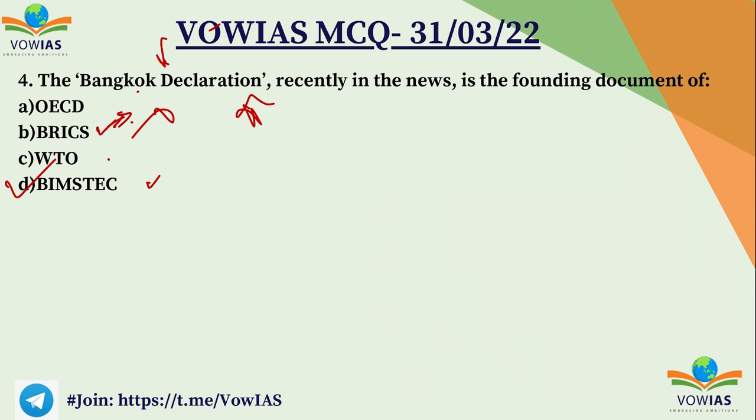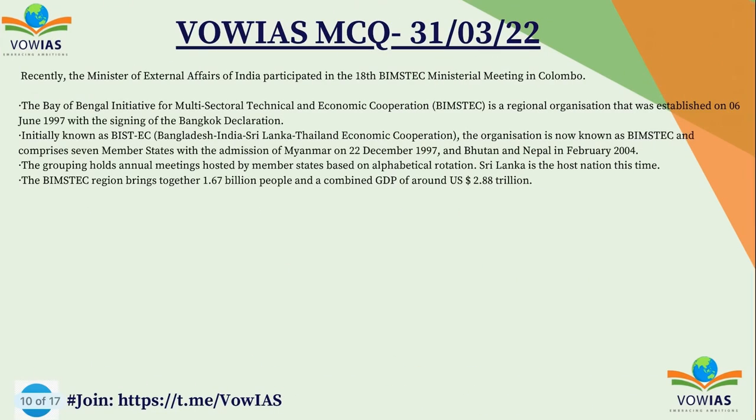Okay, so Bangkok, as you know, it is in Thailand. Recently the Ministry of External Affairs of India participated in the 18th BIMSTEC ministerial meeting in Colombo. Colombo is in Sri Lanka. BIMSTEC is a regional organization that was established on 6th of June 1997 with the signing of the Bangkok Declaration. Initially it was called BIST-EC, the Bangladesh, India, Sri Lanka, Thailand Economic Cooperation. Later on, Myanmar was inducted in 1997 and Bhutan and Nepal were inducted in 2004. The BIMSTEC region brings around 1.6 billion people and a combined GDP of about 2.88 trillion, which is so huge. In that, India's GDP is about 2.5 trillion, so other countries are very small. India plays a huge role in it.